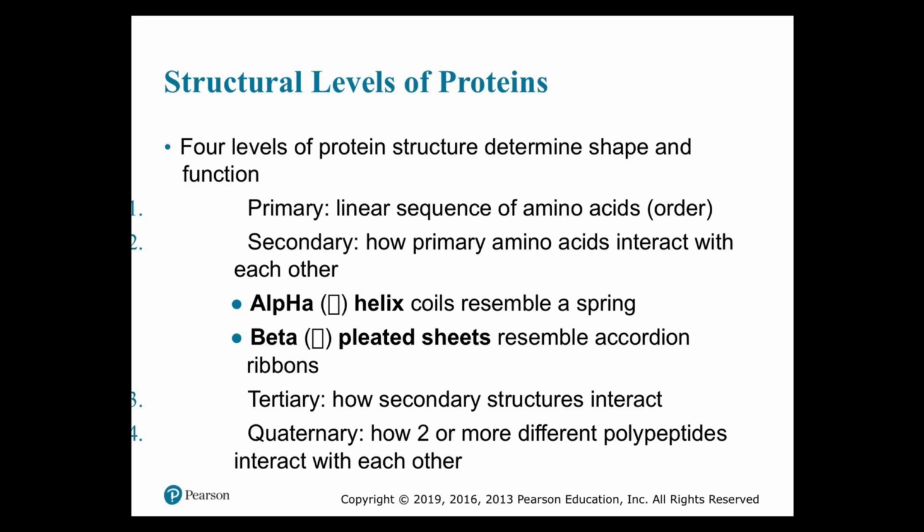Secondary structure is how these primary amino acids interact with each other, and the result could be either an alpha helix, a coil that resembles a spring, or a beta pleated sheet, a geometry that looks like an accordion. Tertiary structure is how the secondary structures interact together, giving the protein a three-dimensional shape. And quaternary structure is when you have two or more different polypeptides that interact with each other.